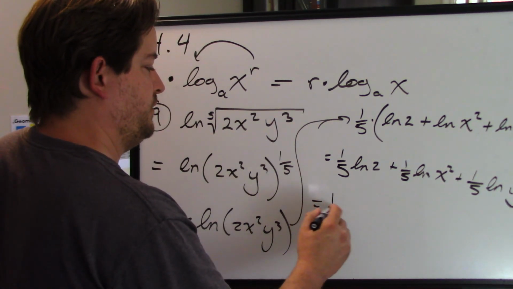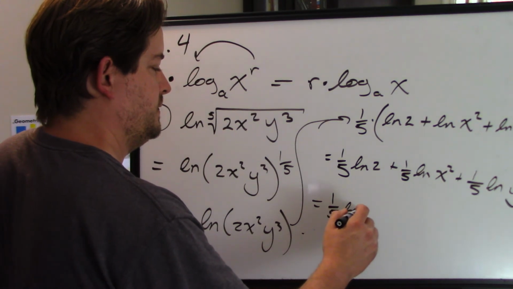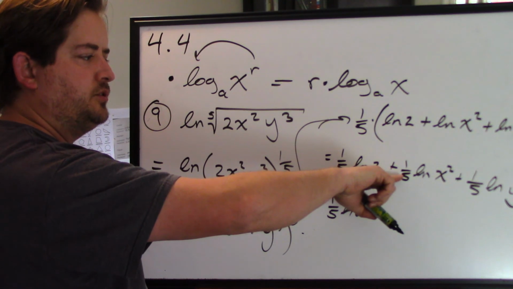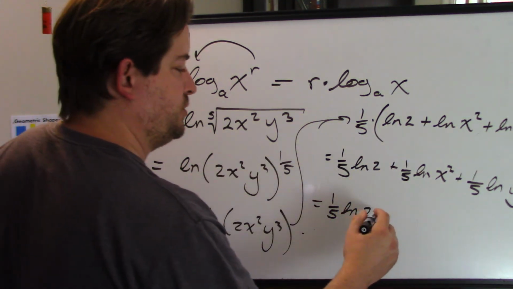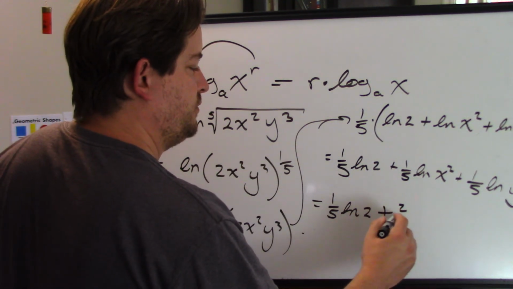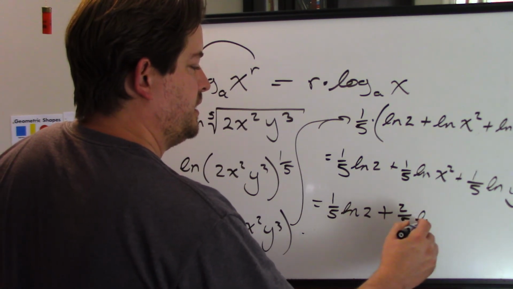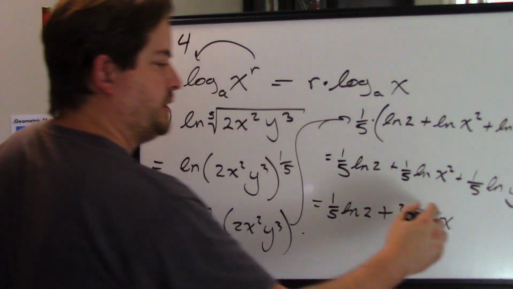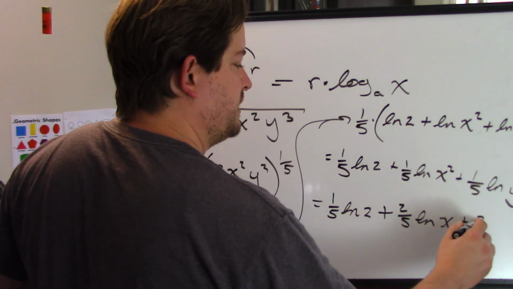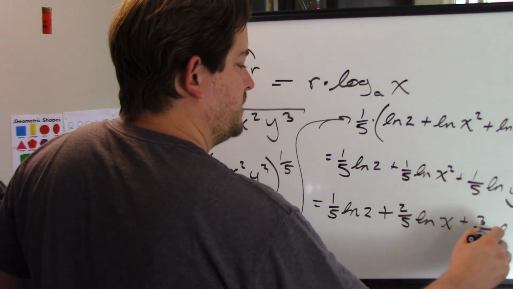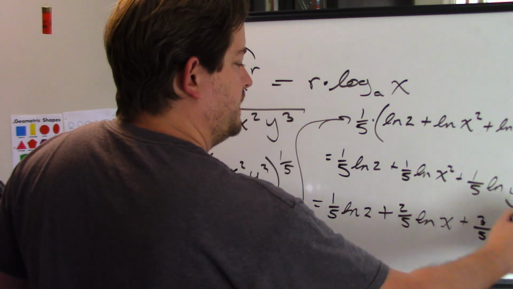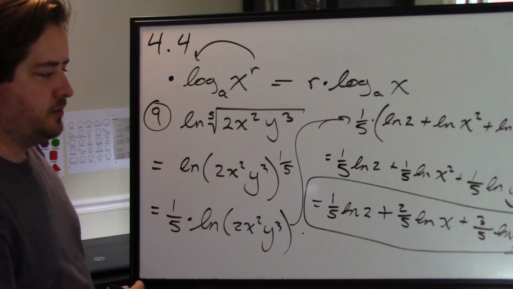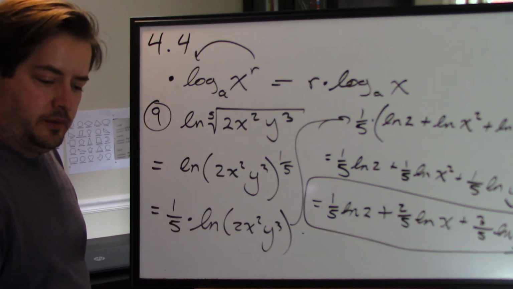So this is then 1/5 times the natural log of 2. That's okay. The 2 just comes out as a multiplier, so I multiply 1/5 by 2, so that's just 2/5. So that's plus 2/5 times the natural log of x. And the same thing with my 3 on the y, comes out as a multiplier, times the 1/5 is 3/5, the natural log of y. And that is, I think, the solution that's in there, and that would be the correct one. So I hope that's helpful.